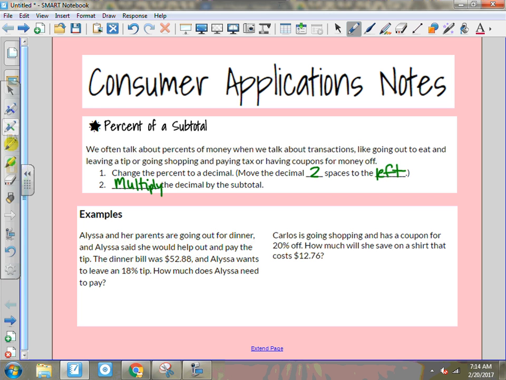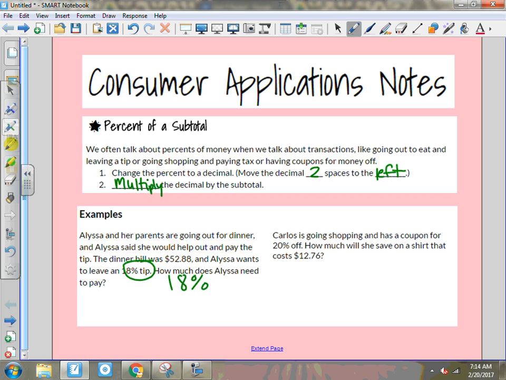In my first example, it says Alyssa and her parents are going out for dinner, and Alyssa said that she would help out and pay the tip. The dinner bill was $52.88, and Alyssa wants to leave an 18% tip. How much does Alyssa need to pay? Well, in this case, I only care about finding out how much Alyssa needs to pay for the tip. I don't need to know the total with the tip.